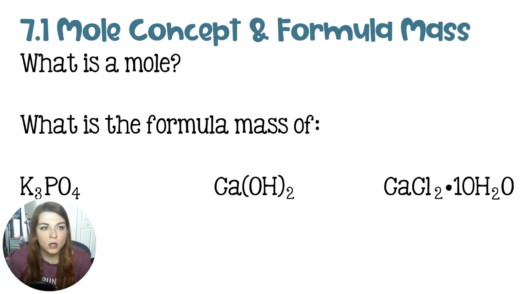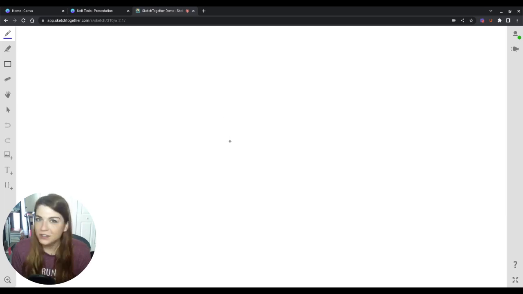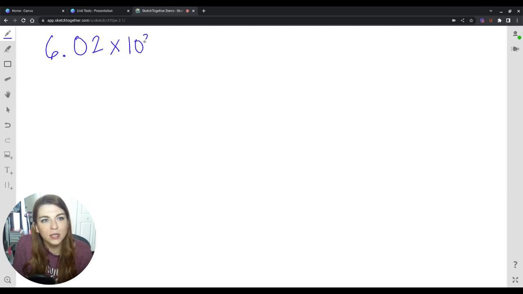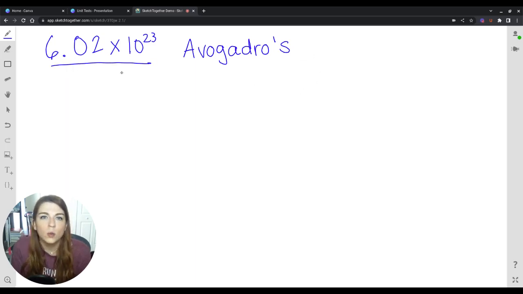We're looking for what is a mole and then the formula mass of these three compounds. So to answer the first question, what is a mole? A mole is a name for a number, and that number is 6.02 times 10 to the 23rd. We also call it Avogadro's number, and really all it is is a group of atoms bundled together into this quantity so that we can actually work with them. We call that number a mole.